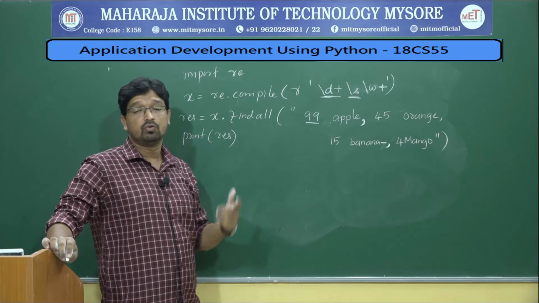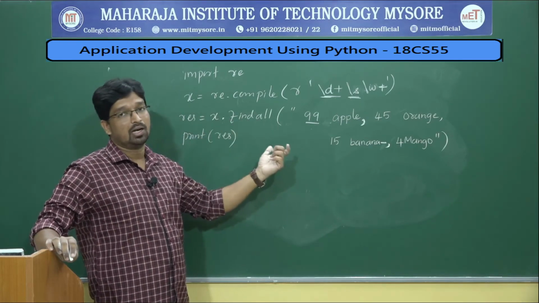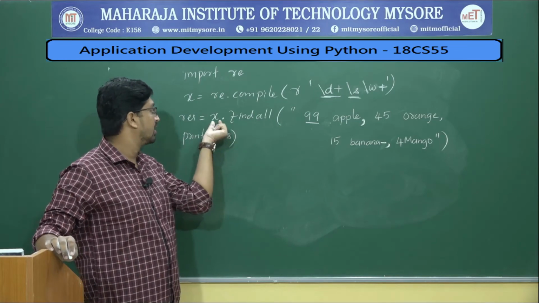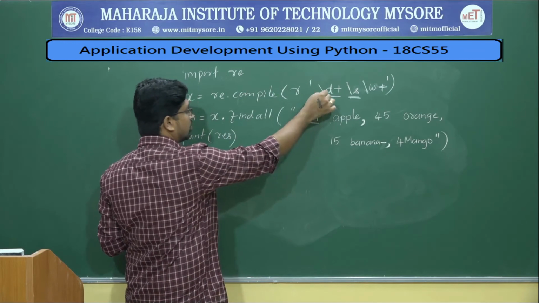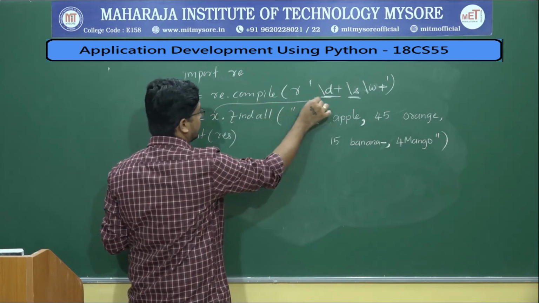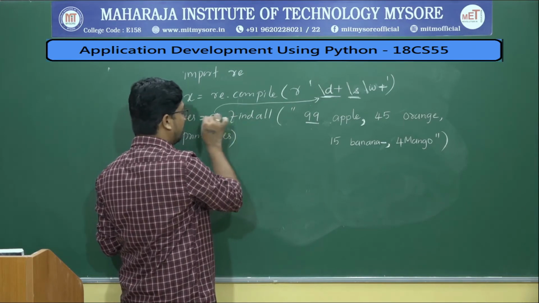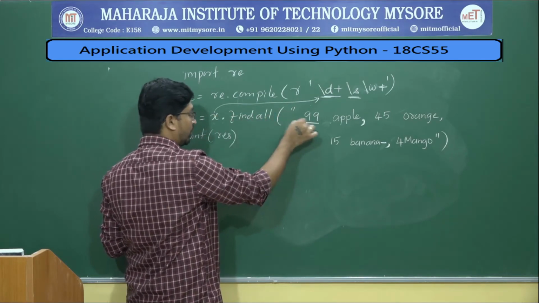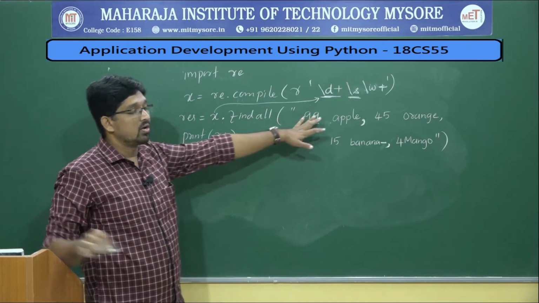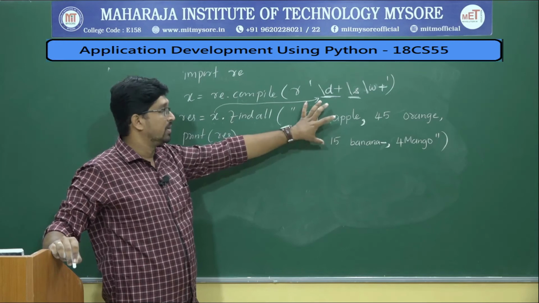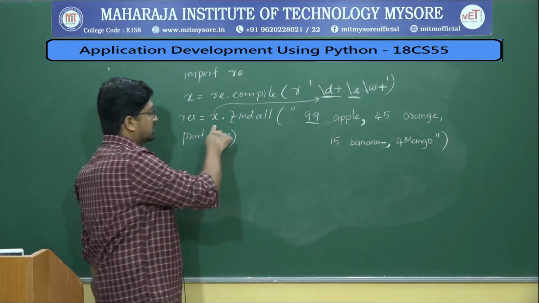In the previous example we called find all using re dot find all, but here we are calling x dot find all. What is x? x is already the substring to be matched. That is why x dot find all. If you use re dot find all, then you need to provide the substring and the input. Here we are providing only the input part, the main string where we match the substring. Okay, x dot find all.